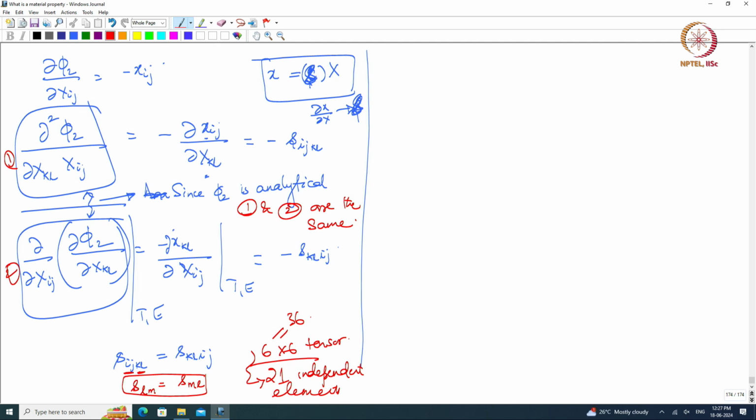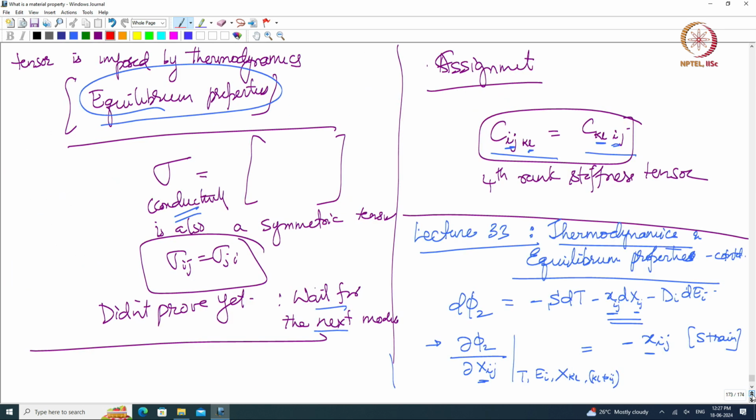Okay. Now, if I want to show the same thing for stiffness, so Cijkl equal to Cklij, then I have to select another potential, but this time this potential phi should be dependent on, temperature and electric field are fine, but it should be dependent on strain, not stress. And that is easy to define, right.